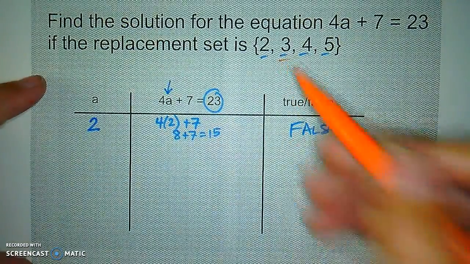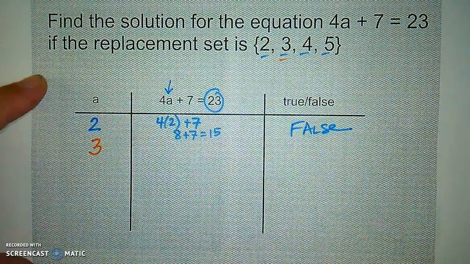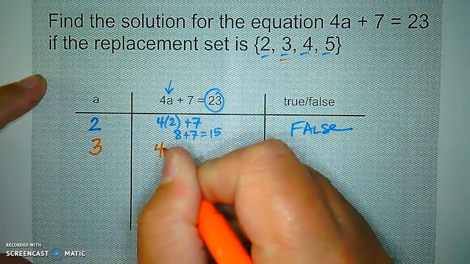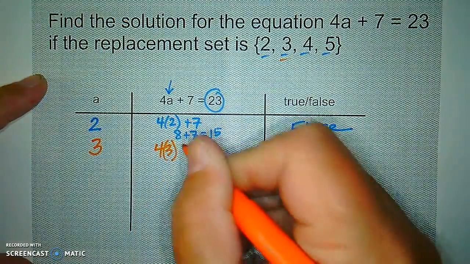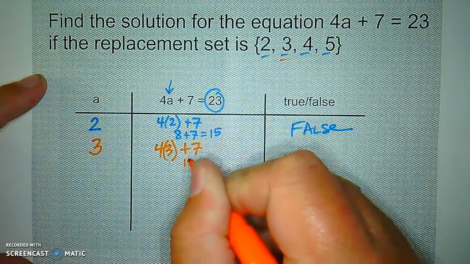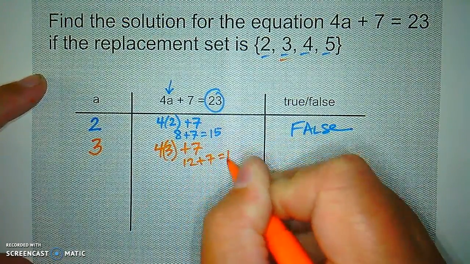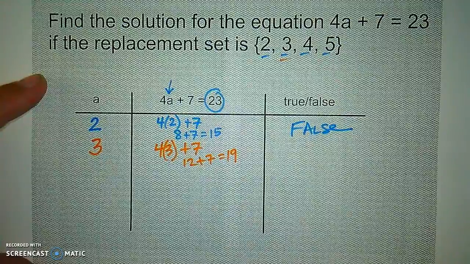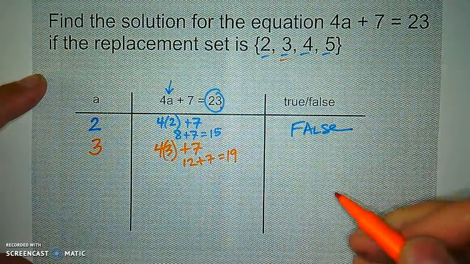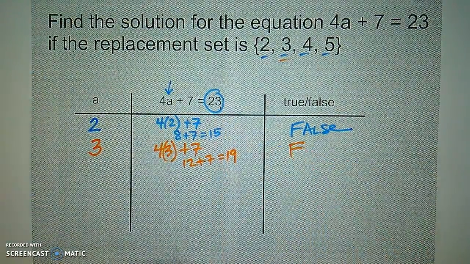Let's move on to the next one, number 3. Again, wherever I see the A, I'm going to put a 3. 4 times 3 plus 7. 4 times 3 is 12. 12 and 7 is 19. Does that equal 23? False. It does not.